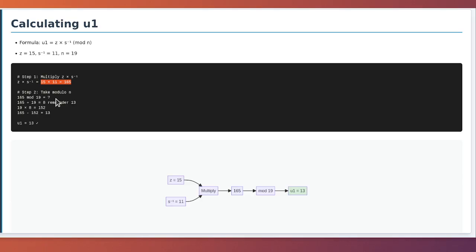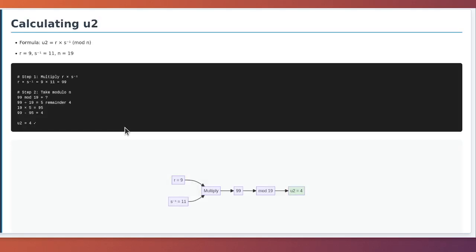Now we take this result modulo N, which is modulo 19. To find 165 modulo 19, we divide 165 by 19. This equals 8 with a remainder. Let us calculate the exact remainder. 19 times 8 equals 152, and 165 minus 152 equals 13. So 165 modulo 19 equals 13. Therefore, U1 equals 13. This is the first intermediate value we need for the verification calculation.